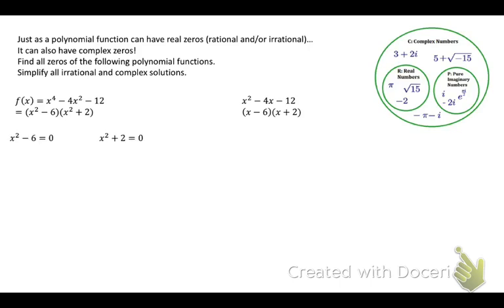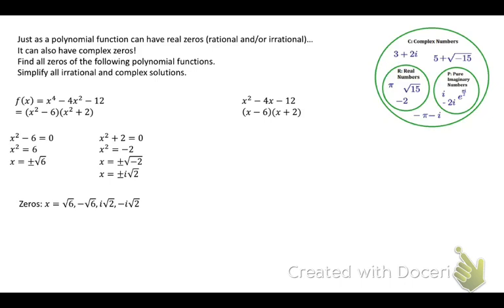Then we can set those both equal to 0. So I get x squared equals 6, so x equals plus or minus the square root of 6. Here I can subtract that and then square root it. So I get x equals plus or minus the square root of negative 2, which the square root of a negative is an i. So plus or minus i square root of 2. So our zeros are square root of 6, negative square root of 6, i square root of 2, and negative i square root of 2.